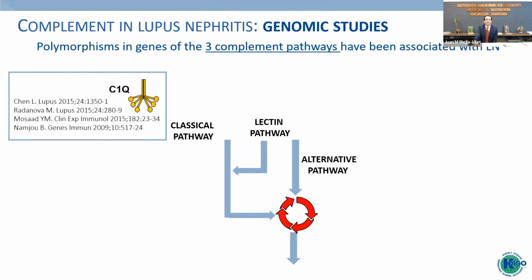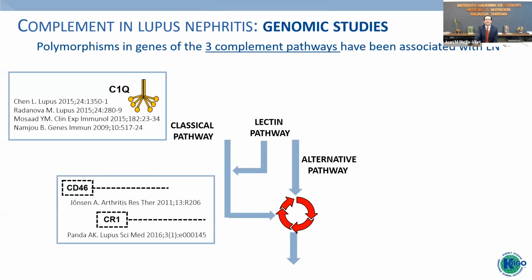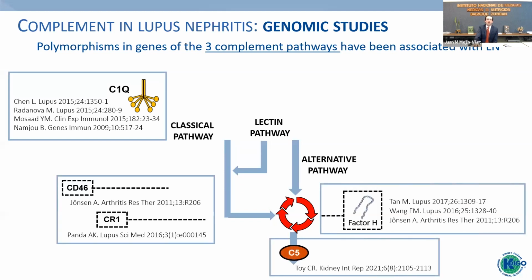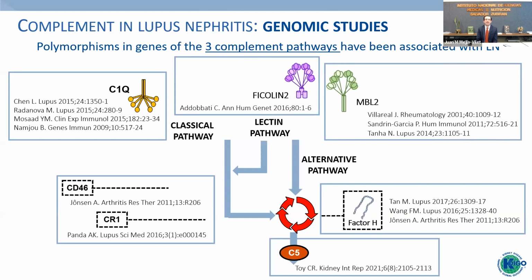So we've seen that the classical complement pathway is involved, and also its inhibitors, but also proteins in the common pathway, the alternative pathway, and the lectin pathway may predispose to develop lupus nephritis. So as we see in this slide, any of the pathways may be involved in producing lupus nephritis.